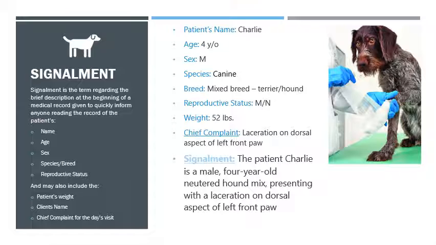For example, this patient's name is Charlie. He's 4 years old. He's male, he's a canine, mixed breed, terrier and hound. He's neutered, weighs 52 pounds, and his chief complaint is a laceration on the dorsal aspect of the left front paw. The signalment for this medical record would be as follows. The patient Charlie is a male 4-year-old neutered hound mix presenting with a laceration on the dorsal aspect of the left front paw.